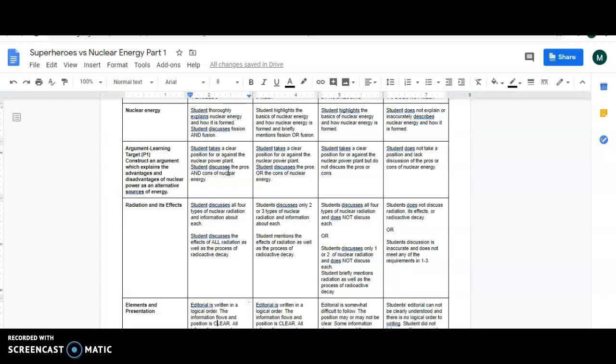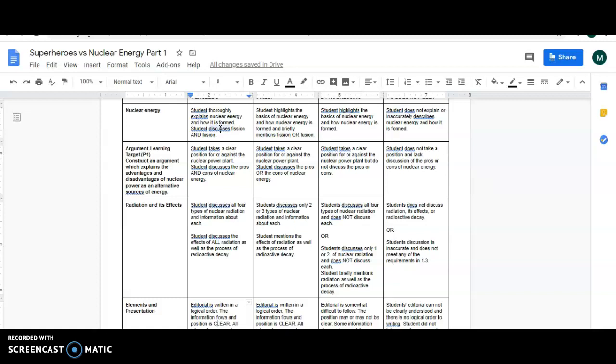So the first part of this assignment that I'm going to focus on in your letter is, do you understand nuclear energy? Okay. Student thoroughly explains nuclear energy and how it is formed. Student discusses fission and fusion. So you're going to tell me this is nuclear energy. This is where it comes from. You're also going to tell me this is how we get nuclear energy from fission. Here are the results. Here's how fission works. Here's fusion. This is how fusion works. Why don't we use fusion? Why do we use fission?